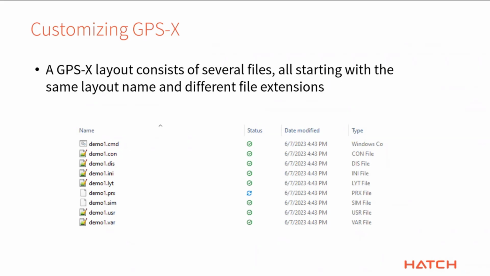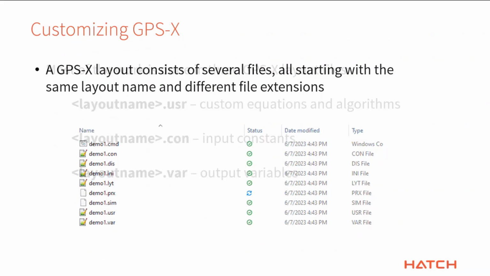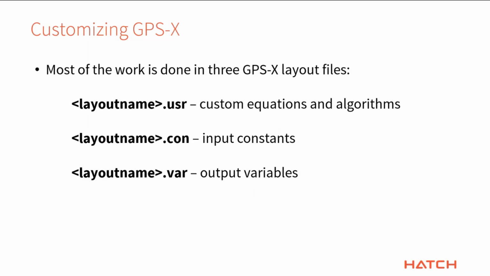I just took this screenshot really quickly yesterday while I was setting up a few things for today's webinar. And you can see here that there are a number of files. They all have the same layout name at the beginning. That's the name that you choose. And then they have a bunch of different extensions. It's in these files where you will write the code that you want, to do the customization. So the ones that end in .usr, that is the custom equations and algorithms.